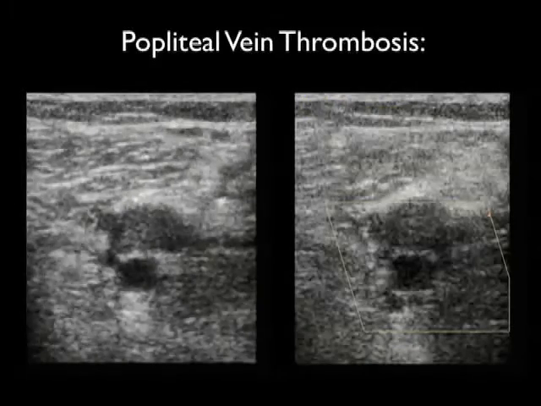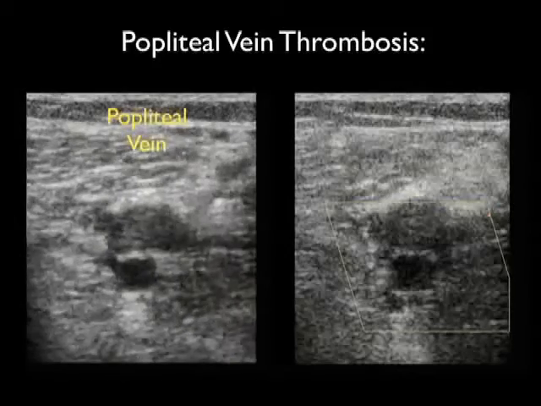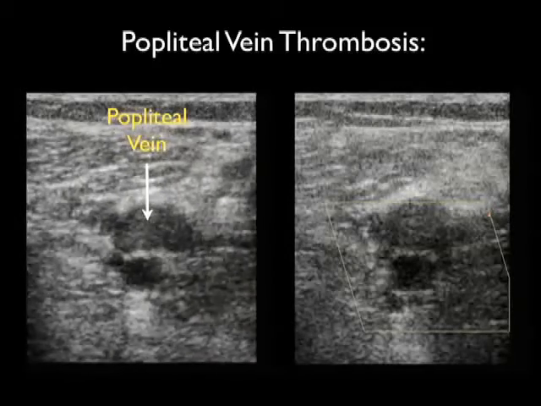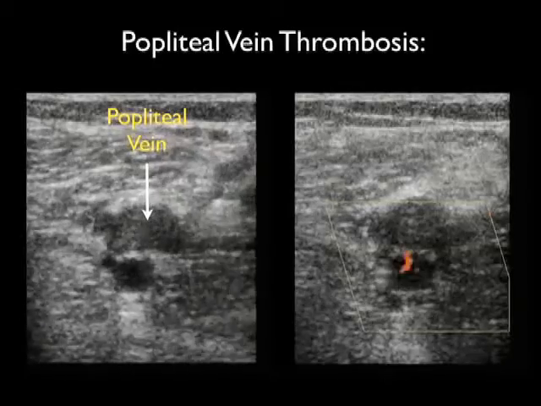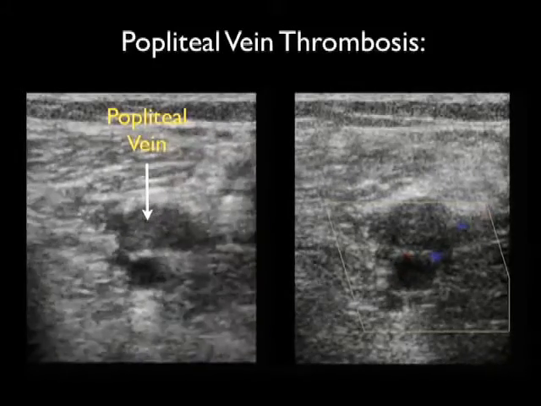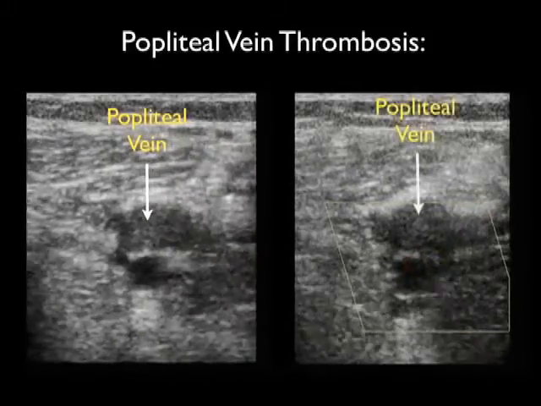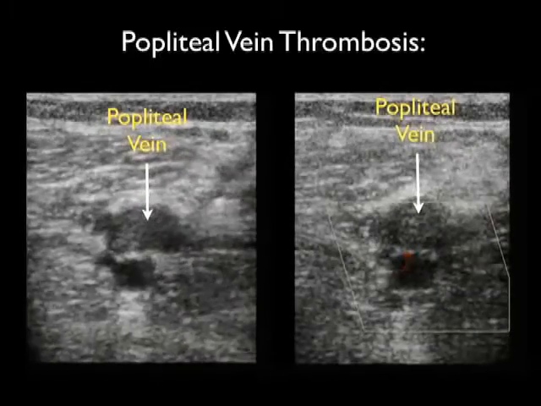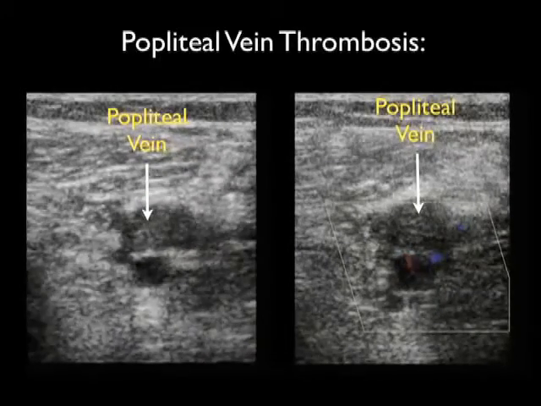Now let's move down the leg and look specifically at the popliteal vein. Here are two video clips. Towards the left, a B-mode or grayscale sonography image, and towards the right, color flow Doppler. We identified the popliteal vein as seen towards the top of the image, effectively posterior to the popliteal artery.